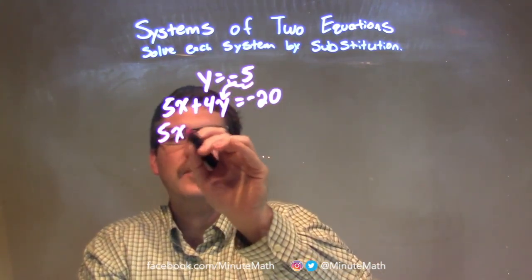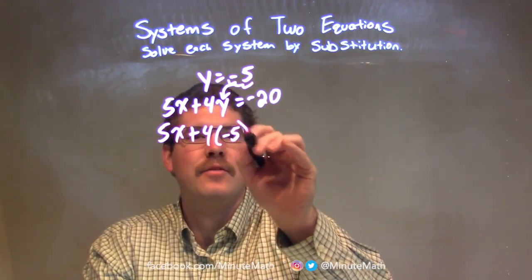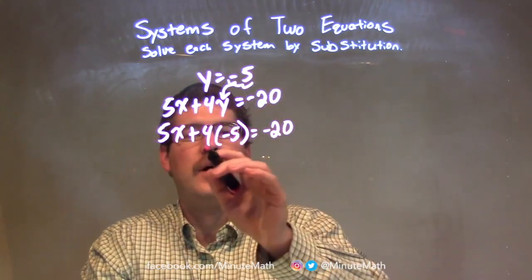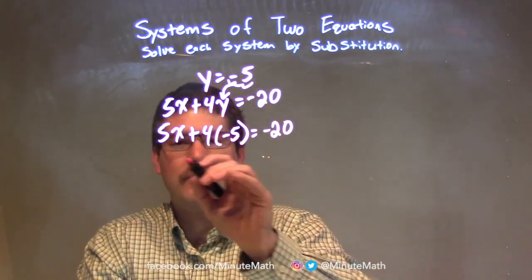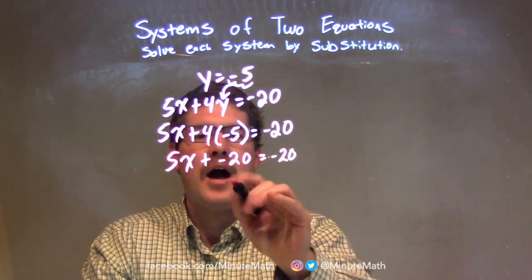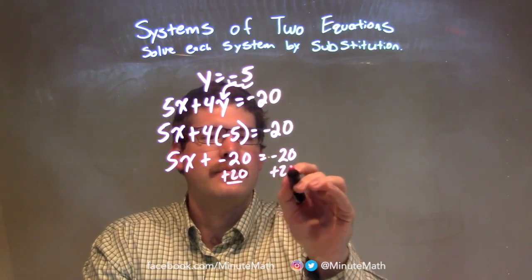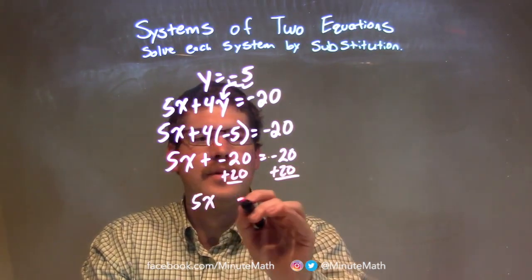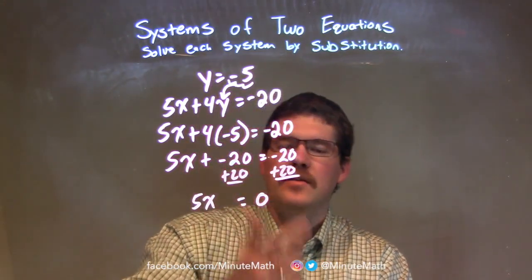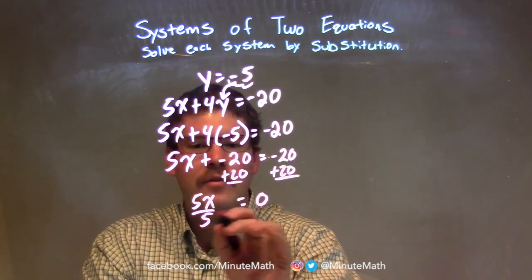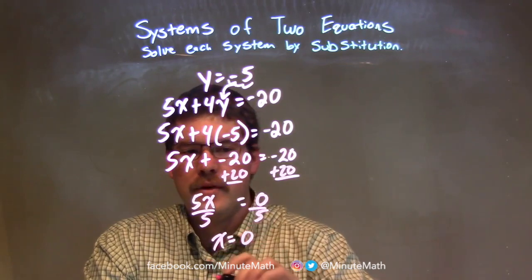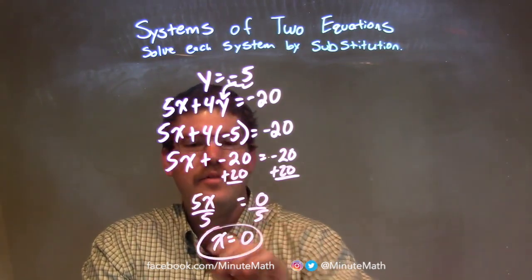So we have 5x plus 4 times a -5 equals a -20. Now I'm just trying to get x by itself. 4 times -5 is -20. 5x plus a -20 equals a -20. I'm going to add a 20 to both sides, leaving me with 5x equals -20 plus 20, 0. So we have 0 right there. So I have 5x equals 0, divide both sides by 5. And I have x equals 0 divided by 5, which is 0, right? So our x value here is just 0.